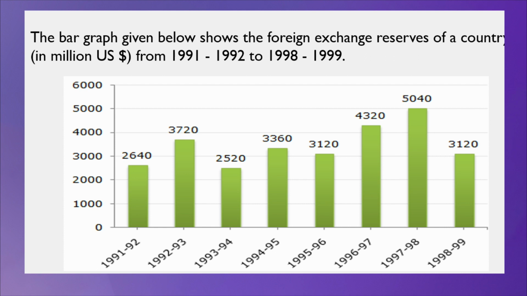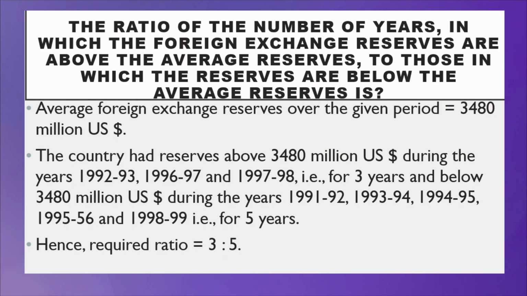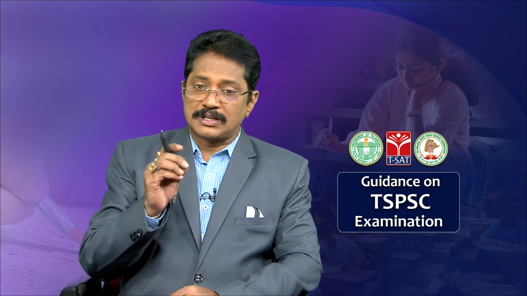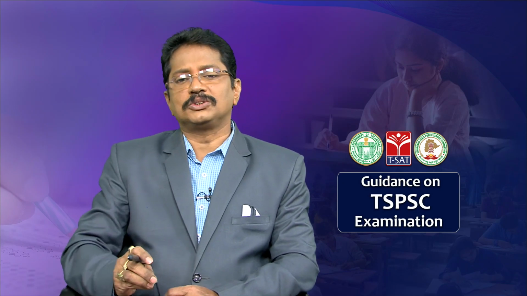So, you have to divide the total value by 8, then you will get 3480. Clear? So, this is the average foreign exchange reserves of that country. Do you understand how to find the average here? Sum of the quantities by the number of quantities. Just add all those and divide by that particular number of years.